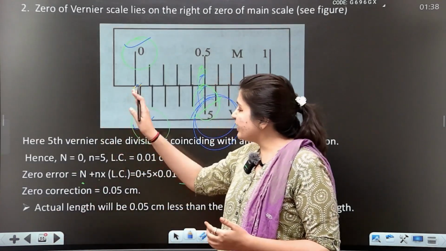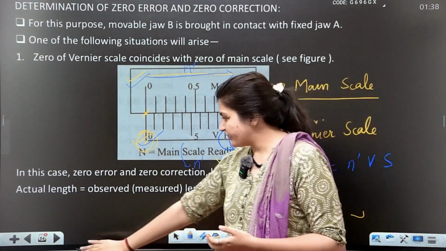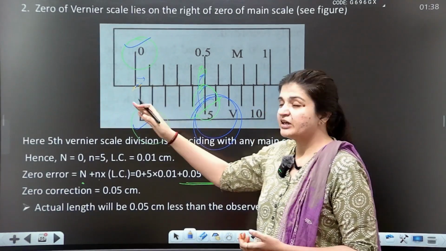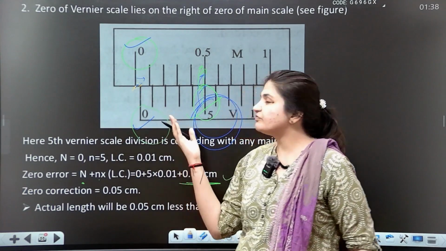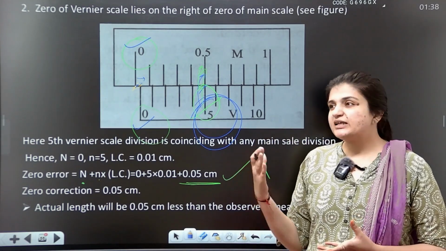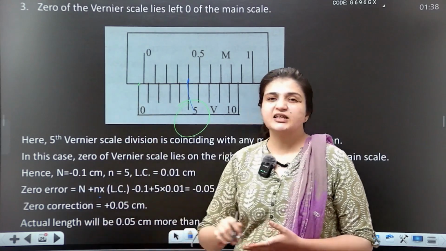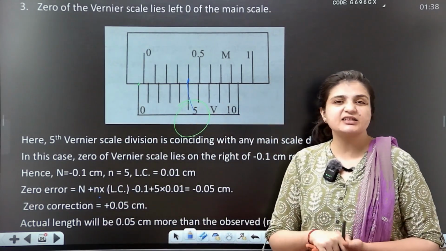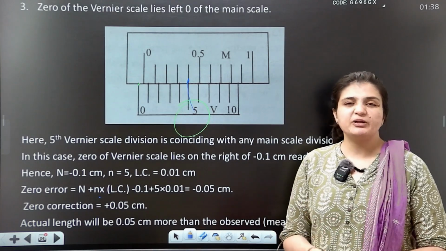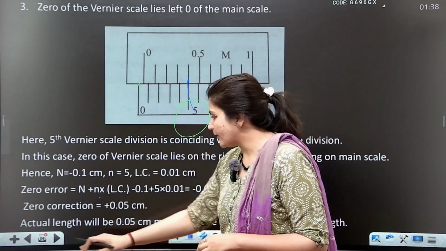If the 0 is coming at the 0th position, then we say that there is no zero error. If the vernier caliper is shifted to the right, then we say that the zero error is positive, so the actual length will be lesser than the observed value. If the vernier scale division is to the left, then we say that the zero error will be negative. That means our actual length will be greater than the observed value.